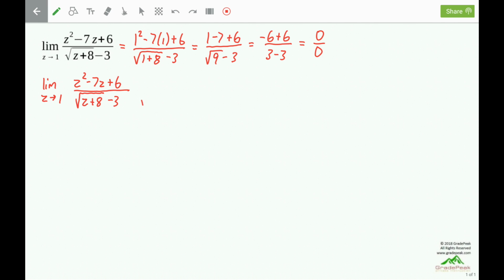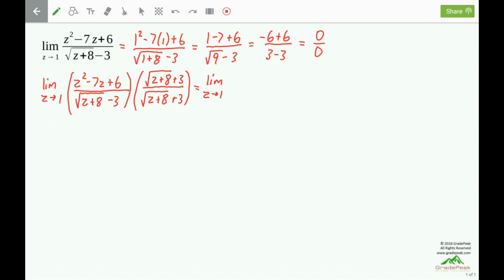The root conjugate is the same two terms of the root combination, but with the opposite sign between them. Since it was a minus, we will have a plus. And we're going to multiply the numerator by this same root conjugate so that we have a form of 1, and it will not change the value. So we have the limit as z goes to 1.